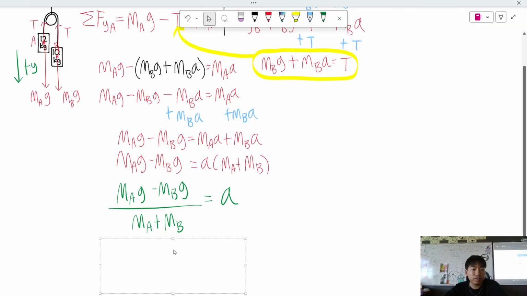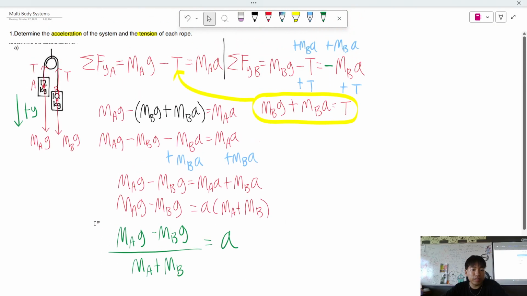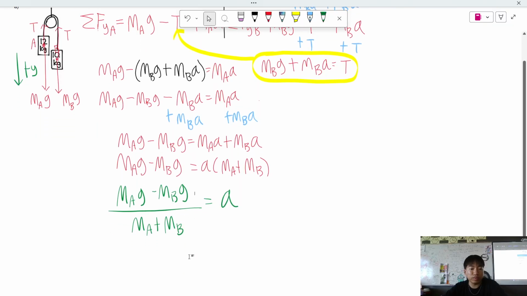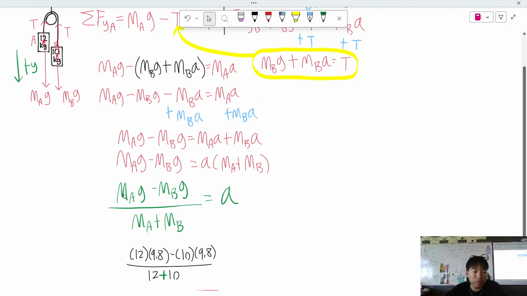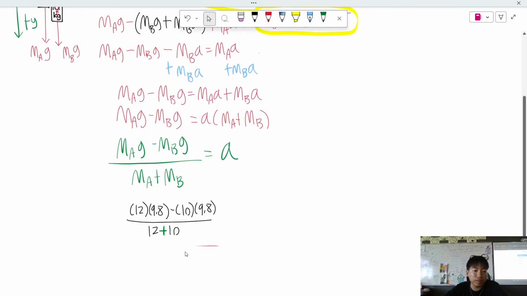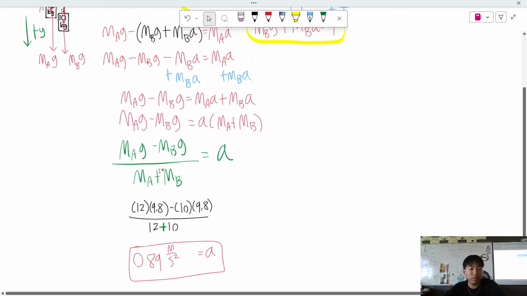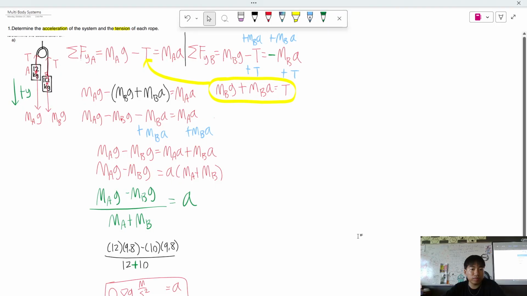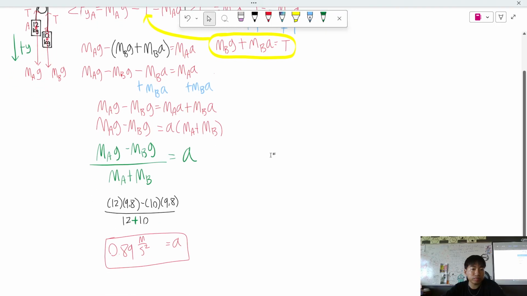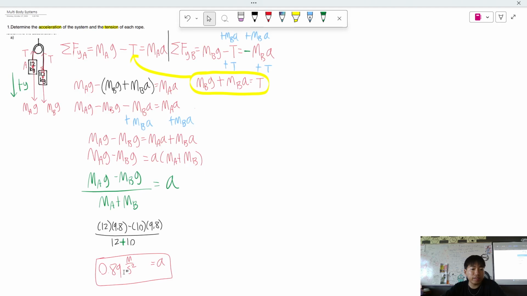Okay, we're almost done. After that, boom, this is the best part. All of these are known values. You have all of these numbers. These are not unknowns. Go ahead and plug those in. 12 for MA, 9.8 is G, MB is 10, G is 9.8, MA is 12 plus MB, which is 10. Put that in your calculator and you're going to get a beautiful 0.89. Okay, how's that? That's how you get acceleration.